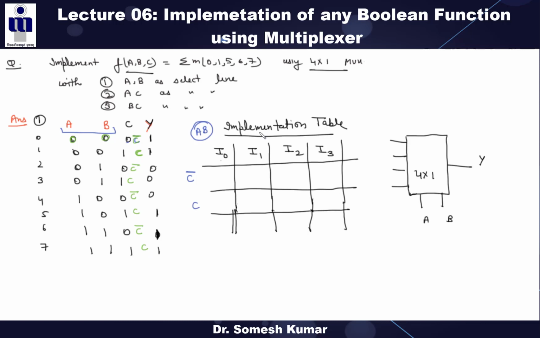So this pattern is useful for the numbering. How can you give the numbers in the implementation table? The numbering should be like this. See, for I0, if it is repeated, then I am writing this as the 0, right?